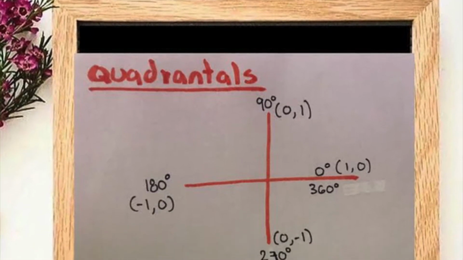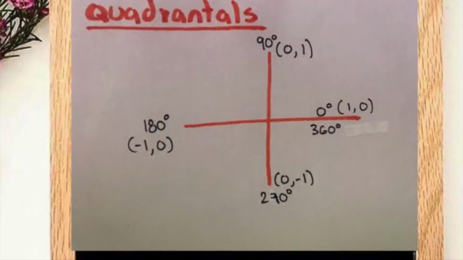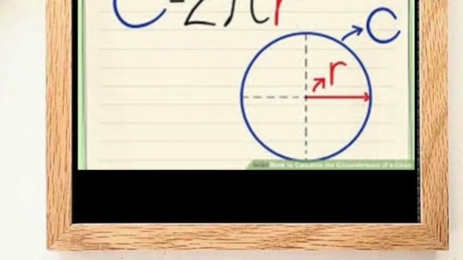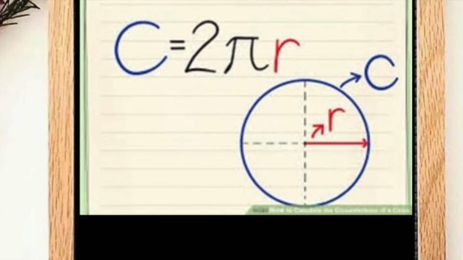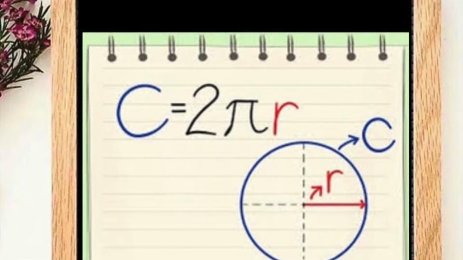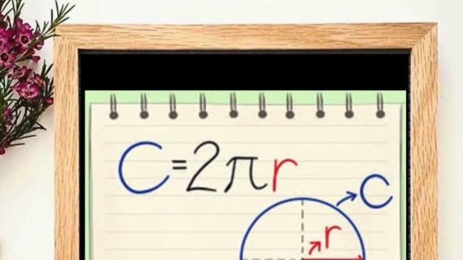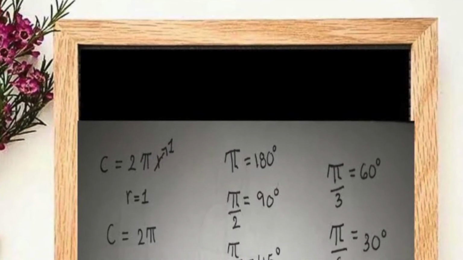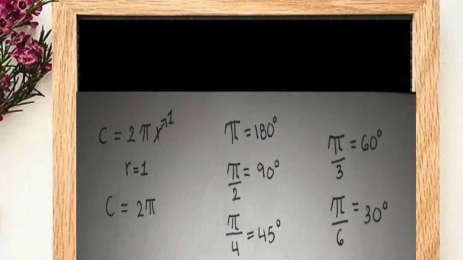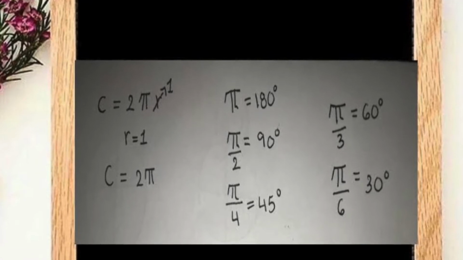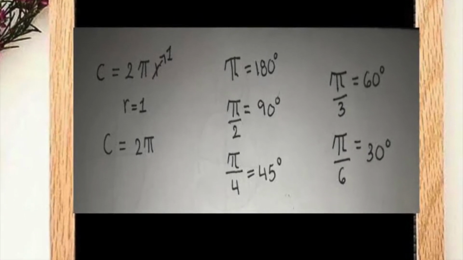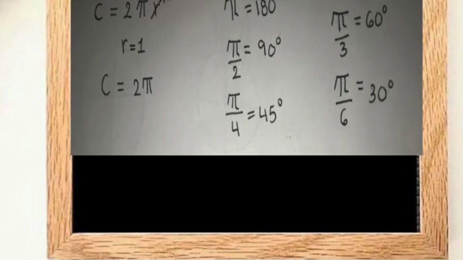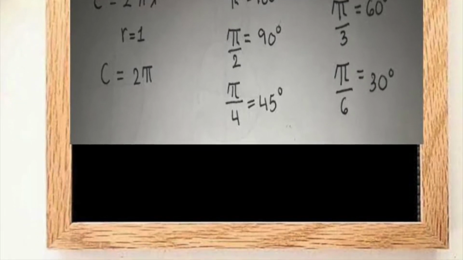Also, I recall that in class Miss Paris told us that these are referred to as quadrantals. Now we're going to focus on the radians. For that, we need to know the formula of the circumference. Since we know that the radius of the unit circle is 1, we are left with the circumference. This means that 360 degrees equals 2 pi.